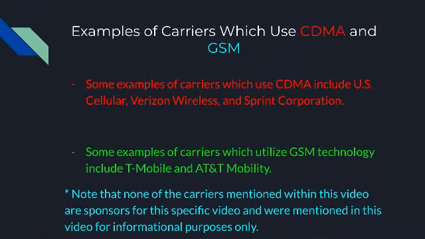Some examples of carriers that use GSM and some examples of carriers that use CDMA are going to be listed here. So some examples of carriers that use CDMA include US Cellular, Sprint Corporation, and Verizon Wireless. Some of the carriers that utilize GSM technology include AT&T Mobility and T-Mobile. Please note that none of these carriers mentioned within this video are sponsored for this specific video and were mentioned for informational purposes only.